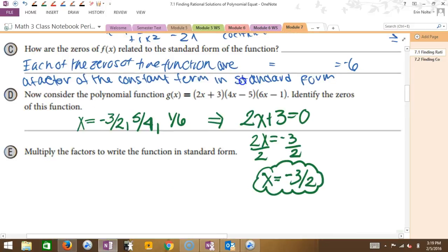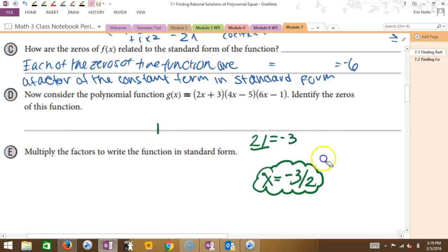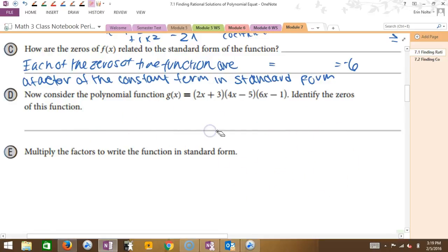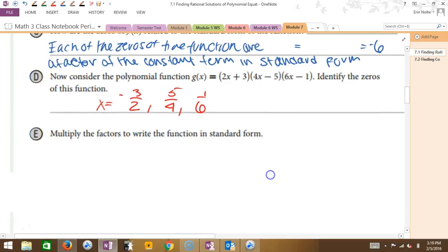Okay? Now consider the polynomial g of x is equal to 2x plus 3 times 4x minus 5 times 6x minus 1. So we're going to identify the zeros of this function. So does anybody remember how to do that? So you go negative 3 halves, 5 fourths, and 1 sixth. Okay? So we're going to do the same thing.